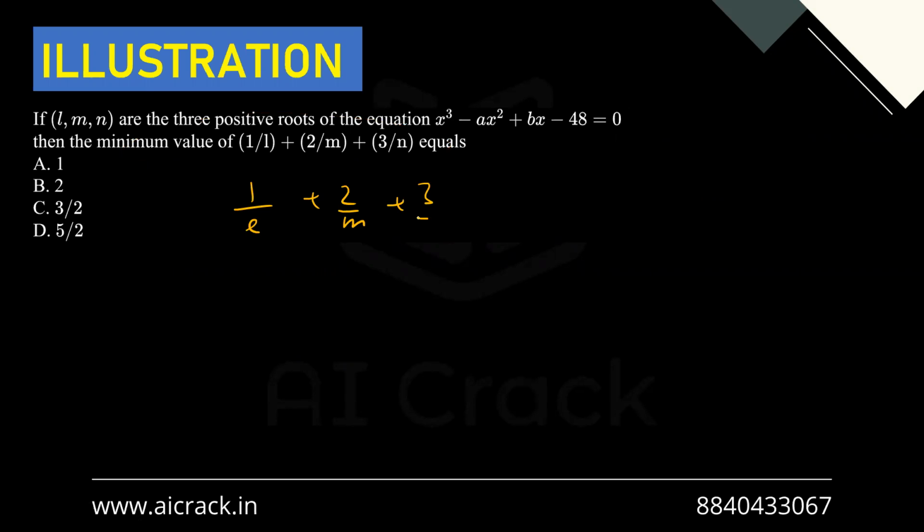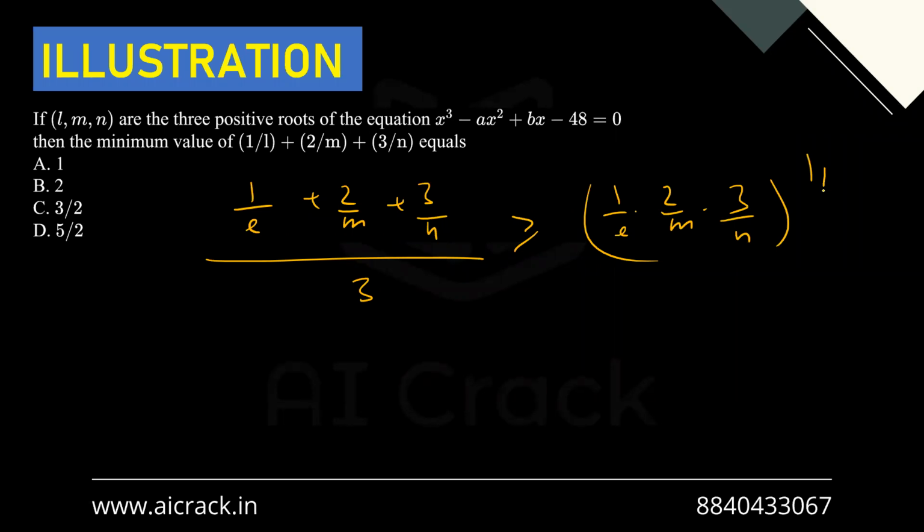So if I apply the AM-GM inequality, I'll be getting (1/L + 2/M + 3/N) divided by 3 greater than or equal to (1/L · 2/M · 3/N) raised to the power 1/3. Now one more thing: why don't we use the AM-HM inequality or the HM-GM inequality? Why are we not using that? Because over here, this is a summation of roots.